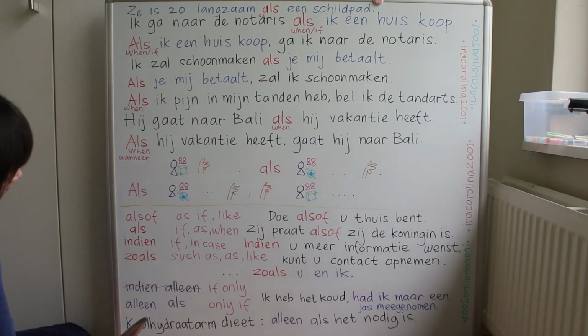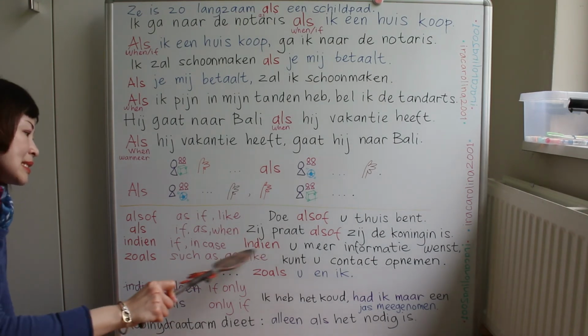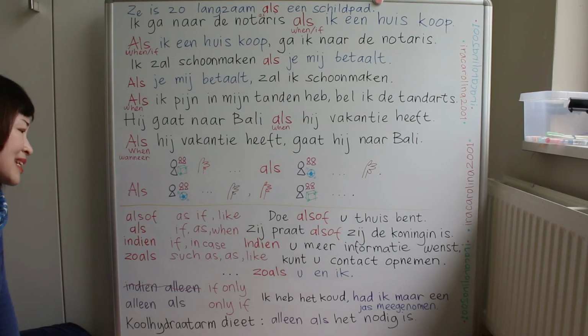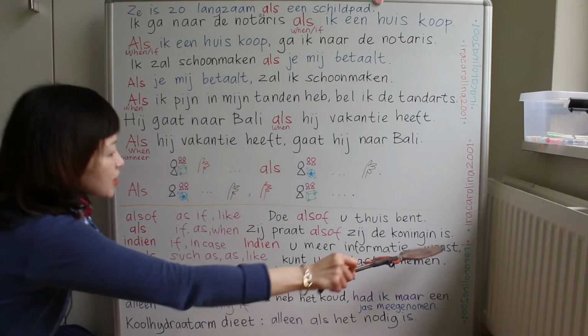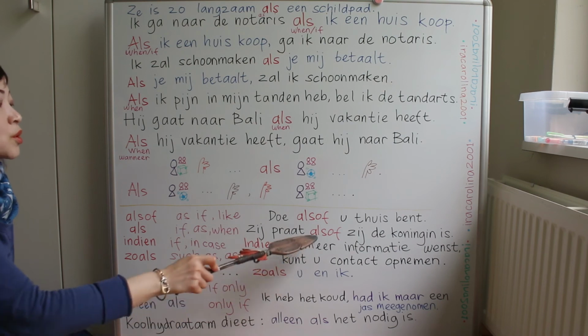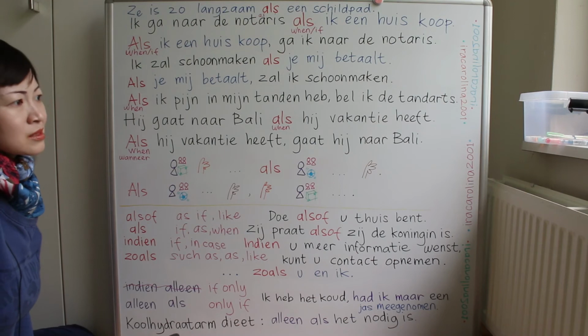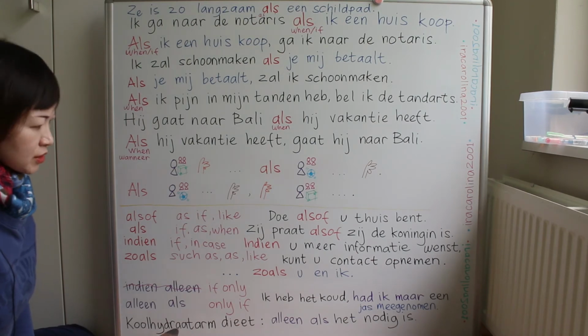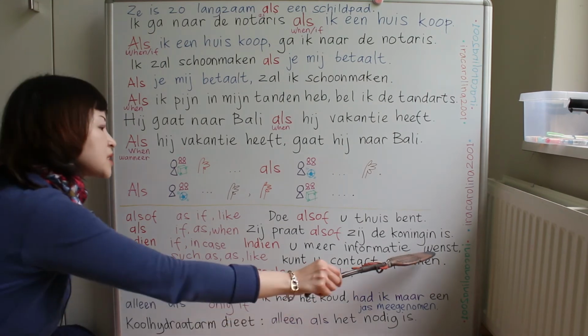Indien, if or in case. For example, we have this sentence: Indien, in case, you meer informatie wenst, you more information wish. You wish for more information, or you want to know, but we say it with wenst, wish.